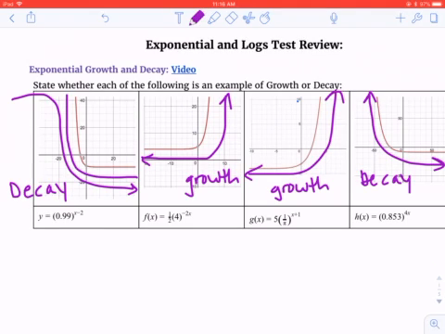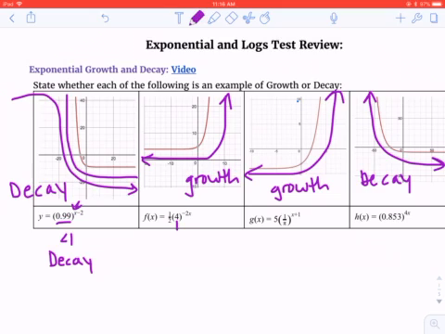In the equations underneath there, we look at the base b, and then we also pay attention to the exponent in case it is a negative x right there. So 0.99 is less than 1, so that would be decay.